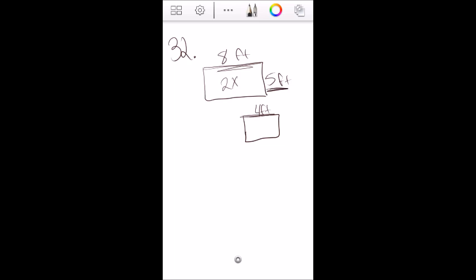So if this length is 5 feet and we want to fit something here that makes it exactly half the length, well, we're just going to take 5 and divide it by 2. And if we do that, we would get 2.5. So that means that the width must be 2.5, which is answer choice A.